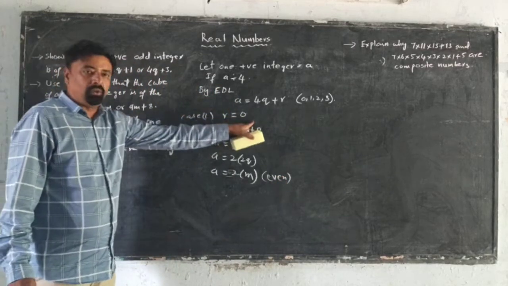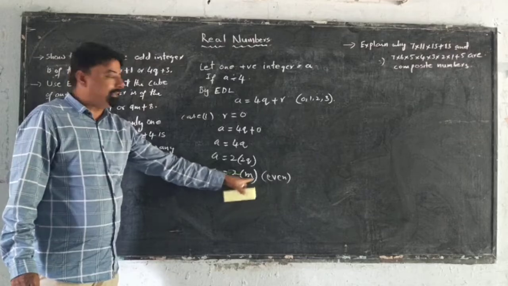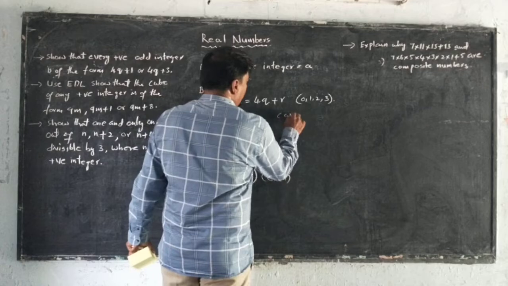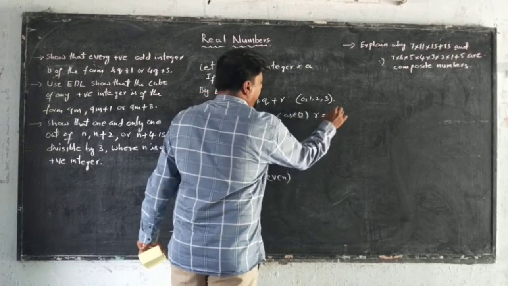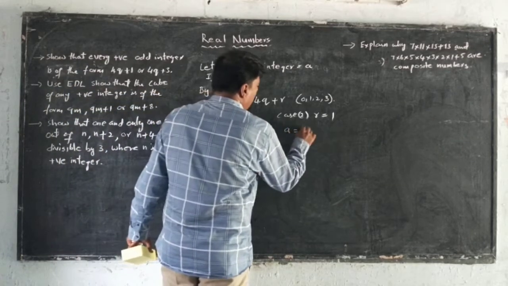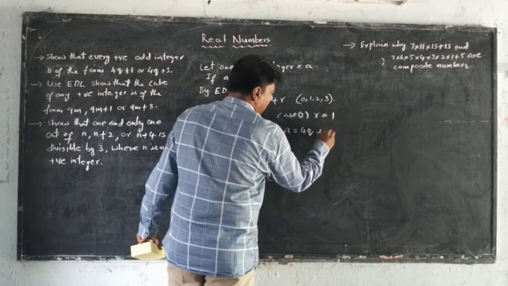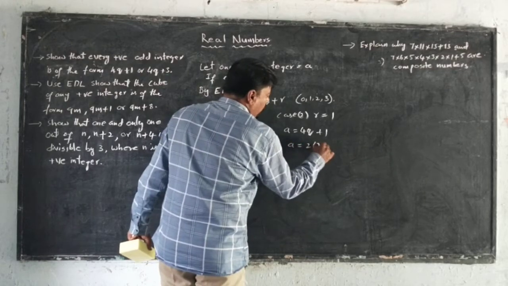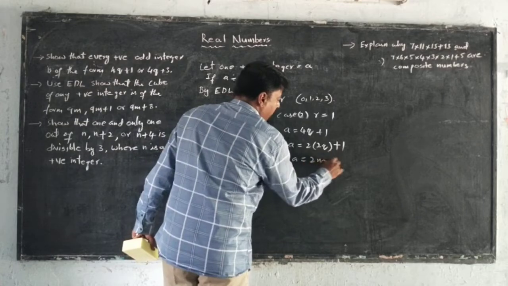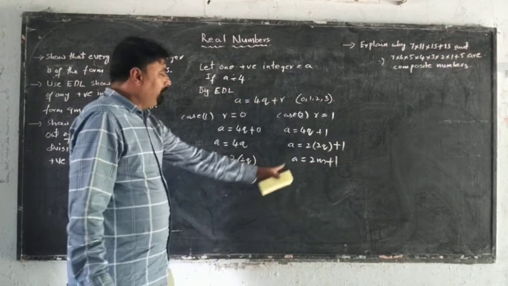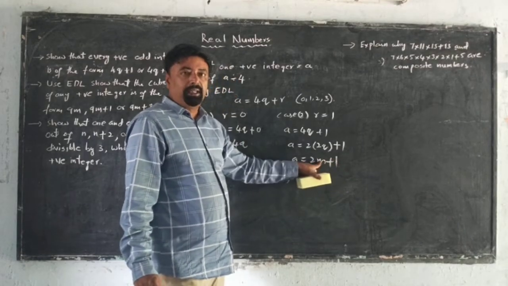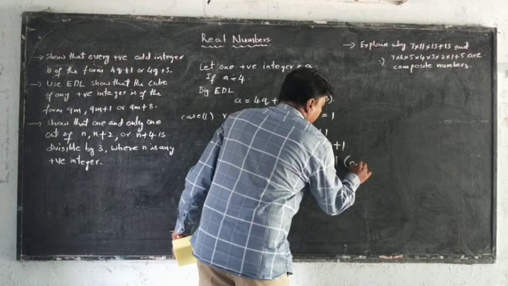When r = 0, we get a = 2 into something, therefore it is in the form of even. Now case 2: if r = 1, then a = 4q + 1. I can write this as 2 into 2q + 1, so a = 2m + 1. You know very well that if a number is in the form of 2 into something plus 1 or 2 into something minus 1, it is an odd number.